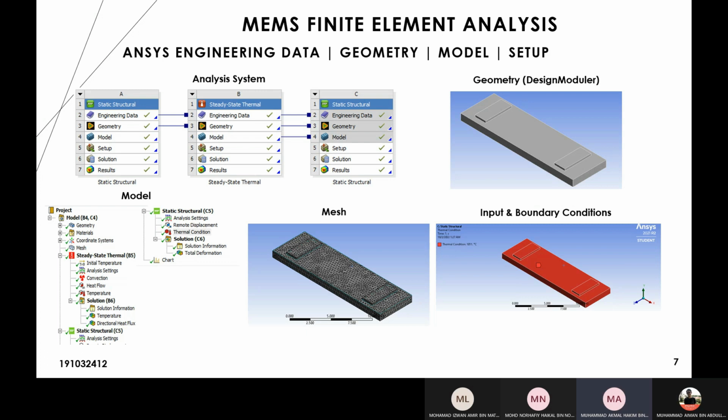Refer to our geometry figure. As we can see, the geometry has been made using Design Modeler instead of importing it from the MEMS Pro IGS file. For the input and boundary conditions, we have applied thermal condition and temperature as inputs to the two materials, which are aluminium and silicon nitride.